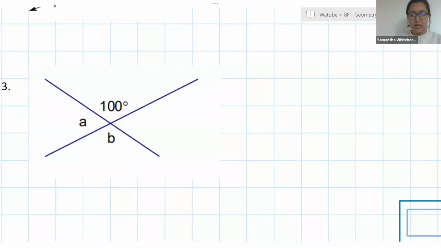Right, so obviously here, guys, I want the size of angle A and of angle B. And remember your reasons when you're writing down your answers. We always have to have a reason for geometry. So do you remember that you're putting those reasons down?